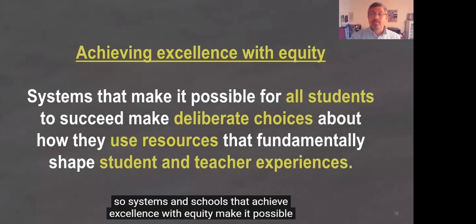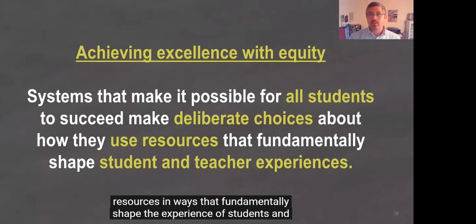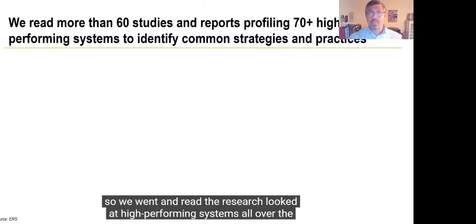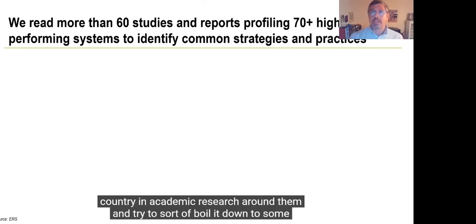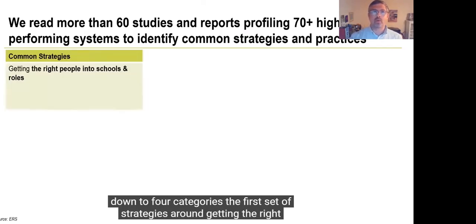So, systems and schools that achieve excellence with equity make it possible for all students to succeed. They make deliberate choices about how they use resources in ways that fundamentally shape the experience of students and teachers. And we're going to look at a couple examples of that now. So we went and read the research, looked at high-performing systems all over the country and academic research around them, and tried to boil it down to some common strategies and practices. In this case, we're going to boil it down to 4 categories.